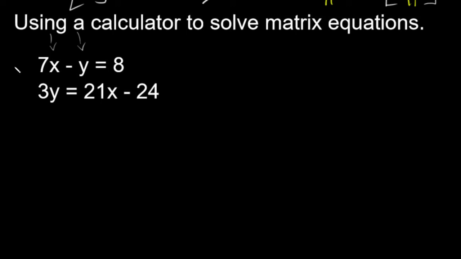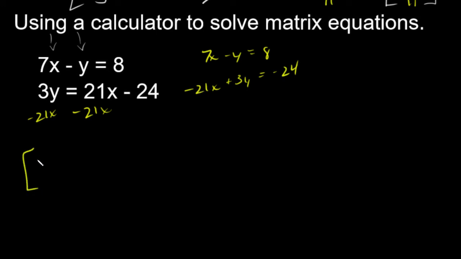So what we need to do is subtract 21x on both sides. And that's going to get you 7x minus y equals 8, the top didn't change, and negative 21x plus 3y equals negative 24. So the negative 21x came out plus the 3y. Now you can set it up as a matrix equation.